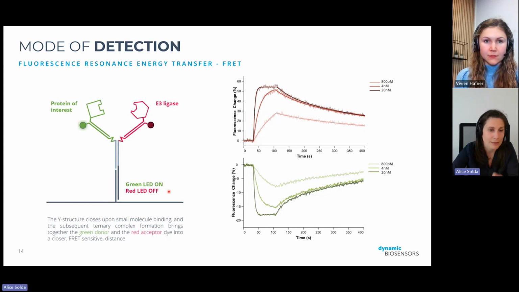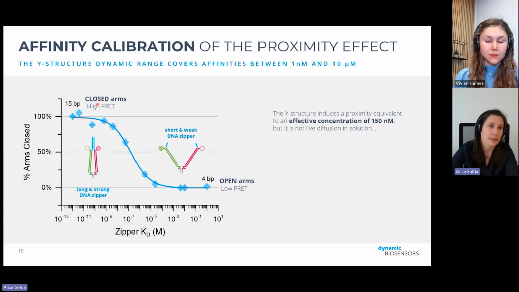Nevertheless, I would like to mention that whenever we measure ternary complexes, we normally consider the FRET, because what is happening in green is more complex: since we irradiate in green, so we excite the green, we have a double component, and this is the reason why normally we somehow ignore the green signal. In addition to that, as a proof of concept, we also wanted to calibrate the affinity of our proximity effect or proximity tool.